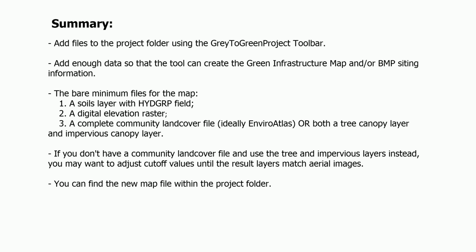If you do not have EnviroAtlas or an alternative land cover dataset, you can use a combination of a tree canopy layer and an impervious canopy layer. If you do this, make sure to adjust cutoff values until the result layers in your map match the aerial images for these canopies. And you can find the map file within the project folder.